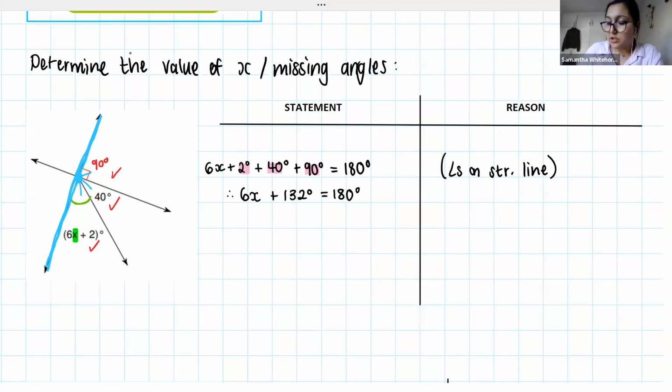So I know that to solve this equation, I need to use my inverse operations like we did on Monday. And so the first thing that I'm going to do is subtract 132 from both sides of my equation.